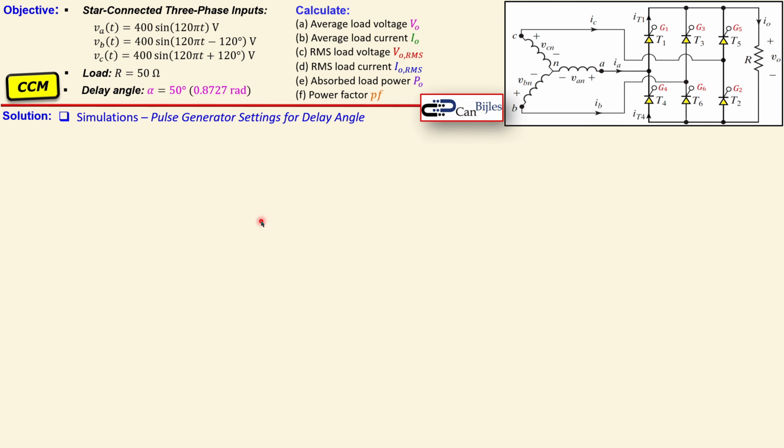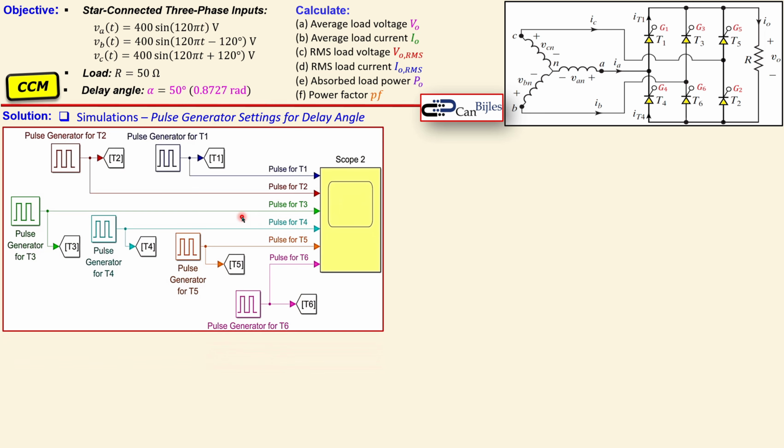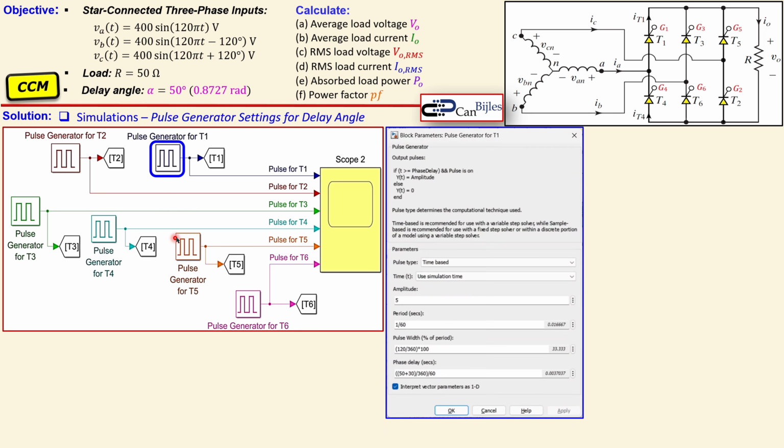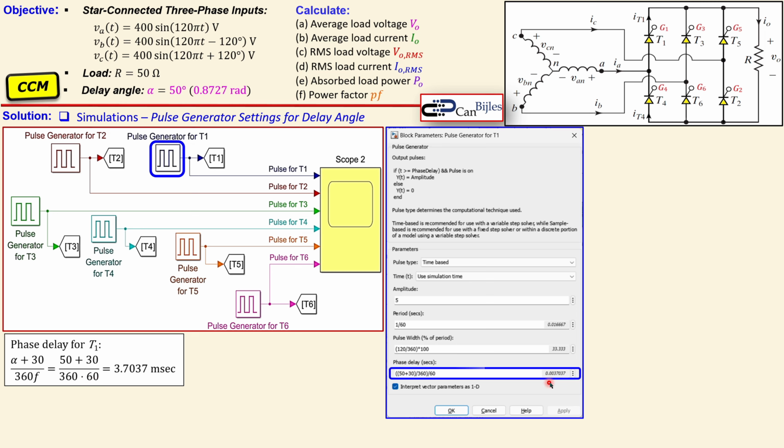Okay, let's see also the settings for the pulse generators for the delay angles. Also for this example, it was really similar. The only change is really you make this 80 degrees, which you had before, you make 50 degrees. So I go a little bit faster because I already did that in more detail. That's actually the calculation. See again here the alpha plus 30, that's actually where you start, and you divide by the 360 f, which is the frequency, and now you calculate that in milliseconds. That's actually what you see here.